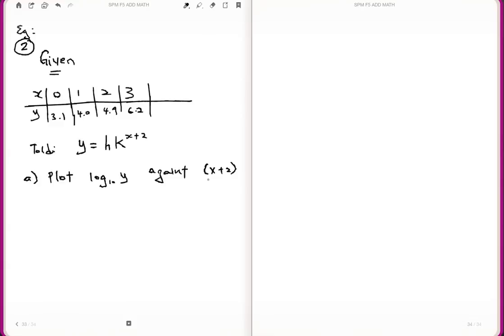Now, for this one question, it's rather unique because what you need to do in your answer sheet is, first, you were told the graph is plotted against, so this is small x plus 2, and this is log 10 y.